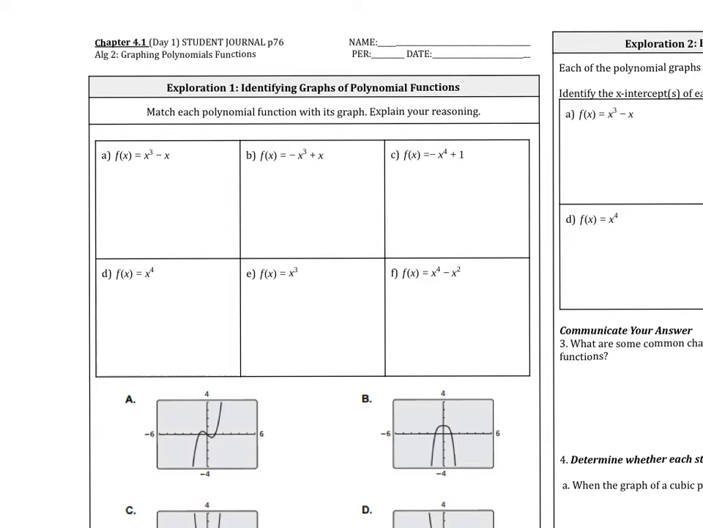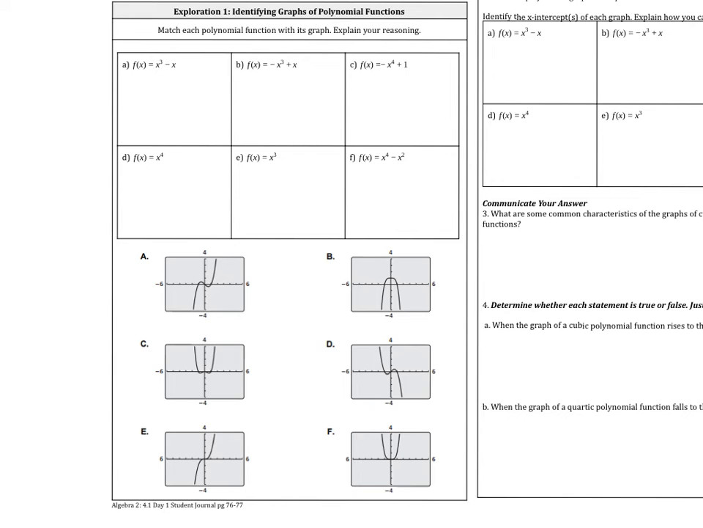Chapter 4.1, Day 1, Student Journal, page 76. In this activity, we are going to match each polynomial function. These are the polynomial functions given in the table here, and the graphs of these functions are given below. We're going to match each function with its graph.